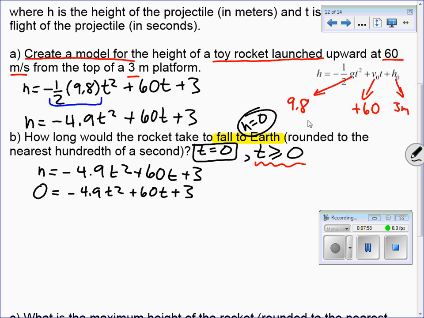Now, doesn't that look like our basic equation? 0 is equal to ax squared plus bx plus c, where a is equal to negative 4.9, b is equal to 60, and c is equal to 3. Oh, sorry, a is negative 4.9. So let's just do that right now.